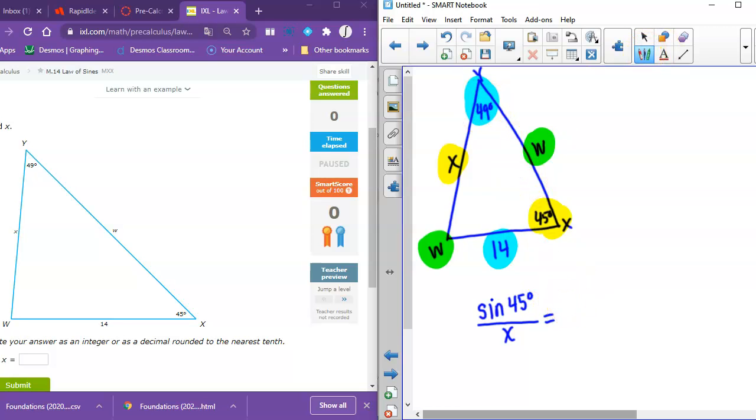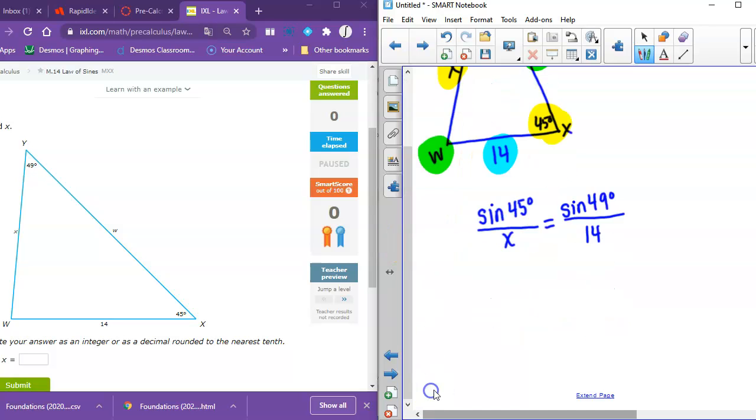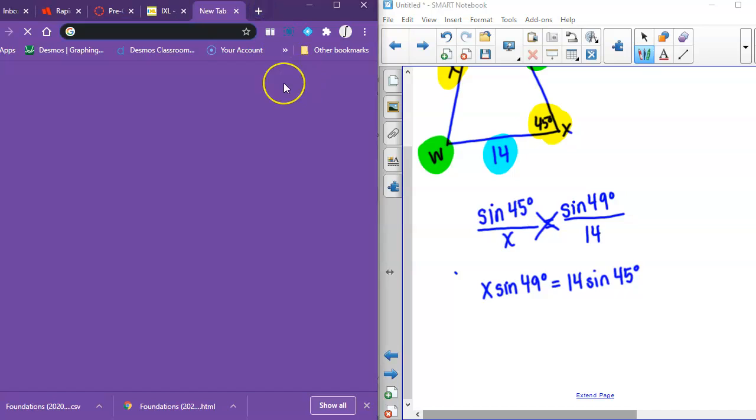So sine of 49 degrees is going to go in the top of the fraction, and 14 goes on the bottom. And so this is our equation that we can solve. And if we cross multiply here, we're going to get X times sine of 49 degrees equals 14 sine of 45 degrees. And so remember that sine of 49 degrees is a number.